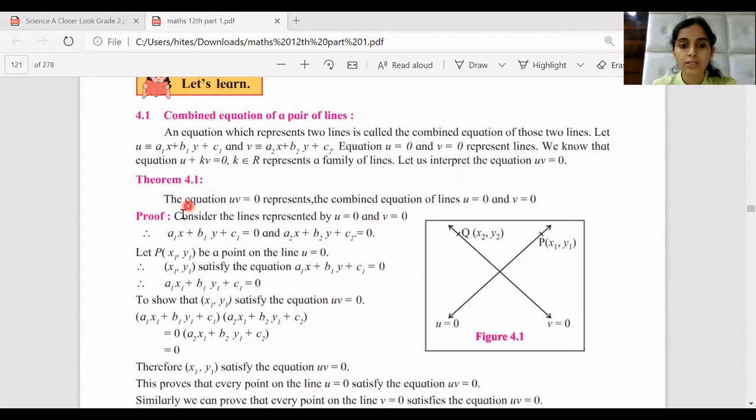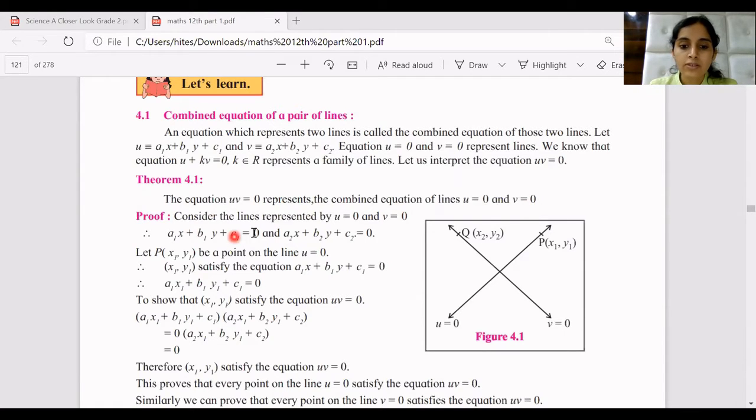So the first theorem says that the equation uv equal to 0 represents the combined equation of lines u equal to 0 and v equal to 0. Basically, giving an equation for both the lines together. If they are coinciding, then we need a single equation representing them. How do you get that single equation?